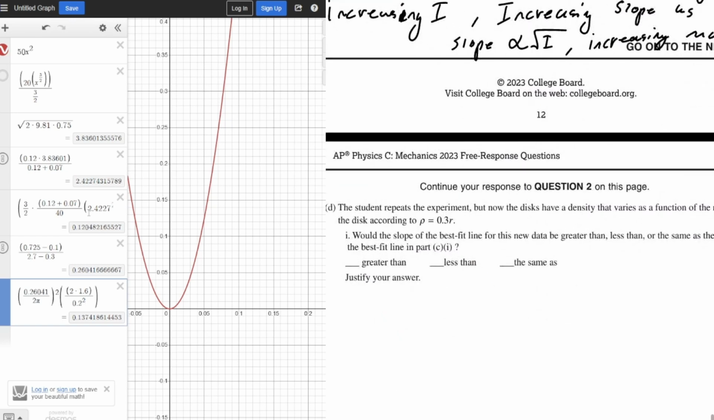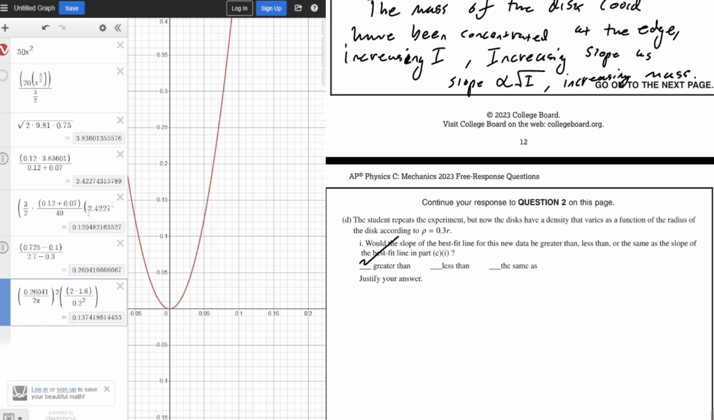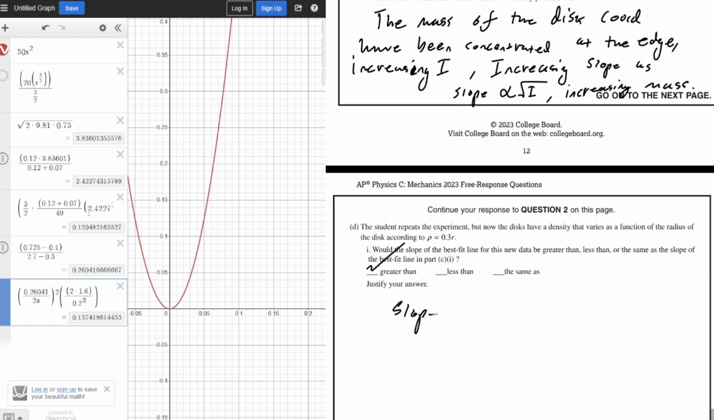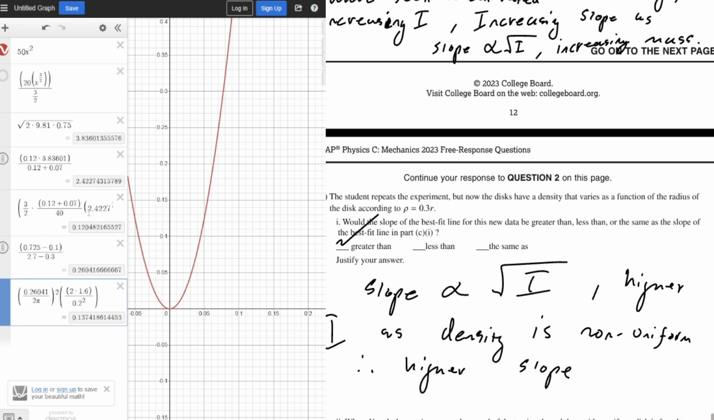The student repeats the experiment, but now the disks have a density that varies as a function of the disk according to rho equals 0.3 r. With the slope of this best fit line, it's going to be greater than. So we're going to say slope is proportional to the square root of I. Higher I as density is non-uniform, therefore higher slope. And that's all they want for this question, really.